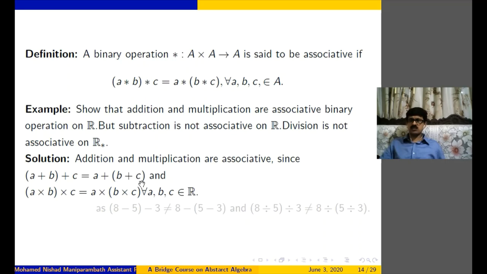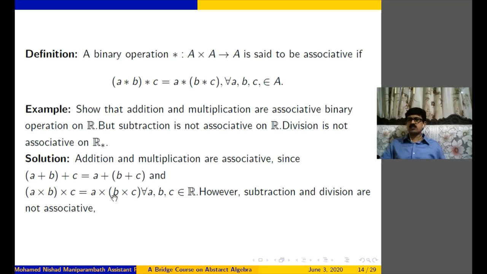Similarly, the multiplication of three numbers. If we multiply two numbers and then multiply the third number c with the answer of a into b, it is the same as a into (b into c). So we can say that addition and multiplication are associative. It is very clear and understood that we can prove simply. However, subtraction and division are not associative, which we just discussed before.